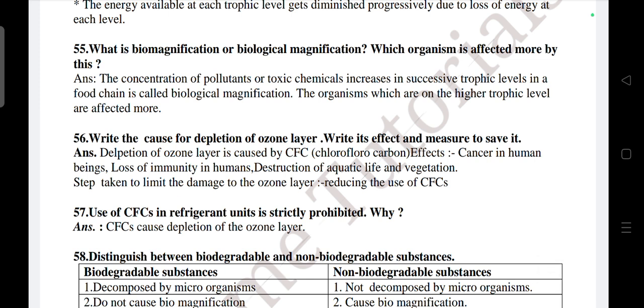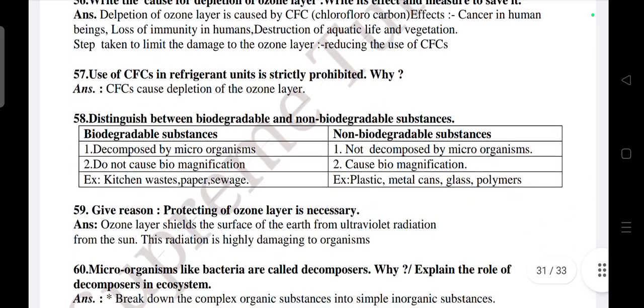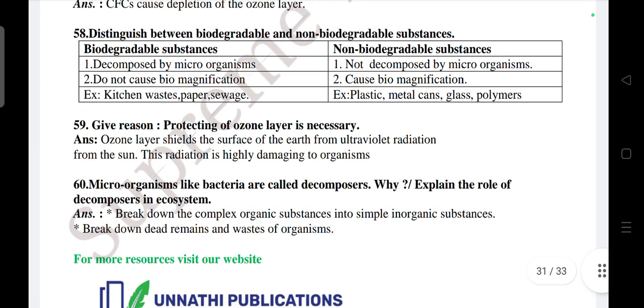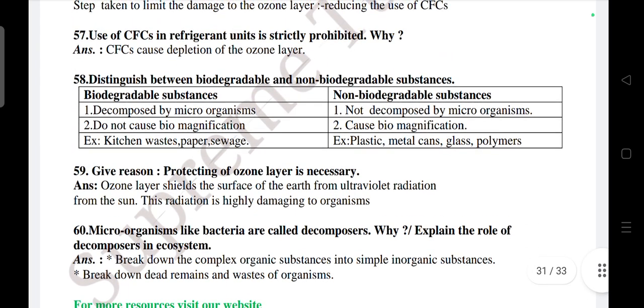Write the cause for depletion of the ozone layer. Write its effects and measures to save it. Use of CFCs in refrigerant units is strictly prohibited. Why? Distinguish between biodegradable substances and non-biodegradable substances. Give reason: protecting the ozone layer is necessary. Why are microorganisms like bacteria called decomposers? Explain the role of decomposers in the ecosystem.